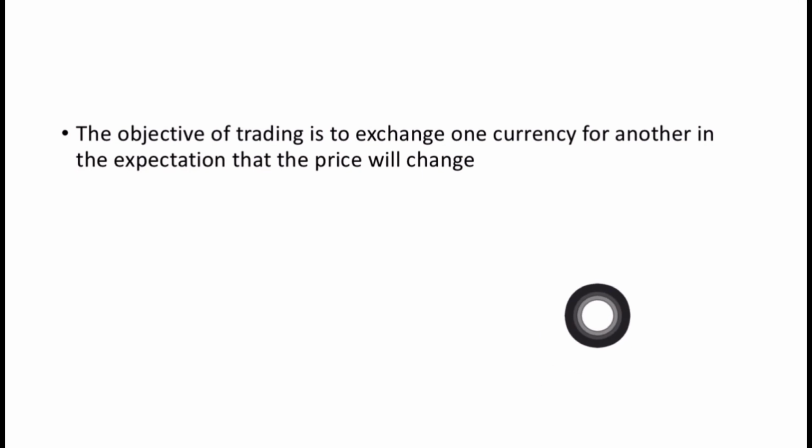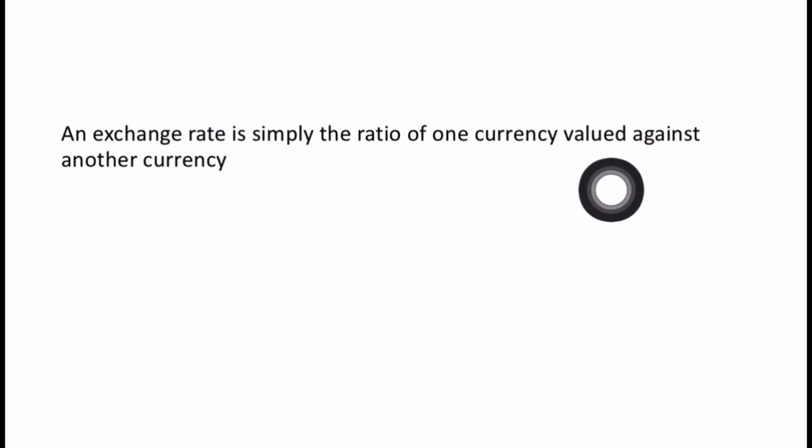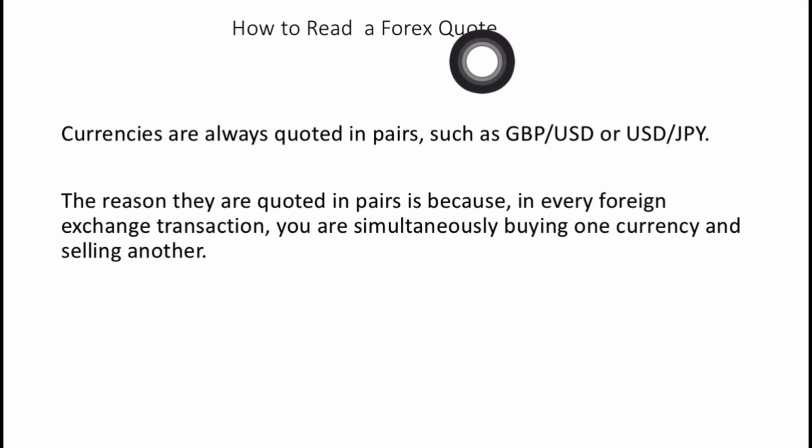So let's move on to the objective of trading. This is the major objective of trading. The objective of trading is to exchange one currency for another in the expectation that the price will change. An exchange rate is simply the ratio of one currency valued against another currency. That's how to read a Forex quote.